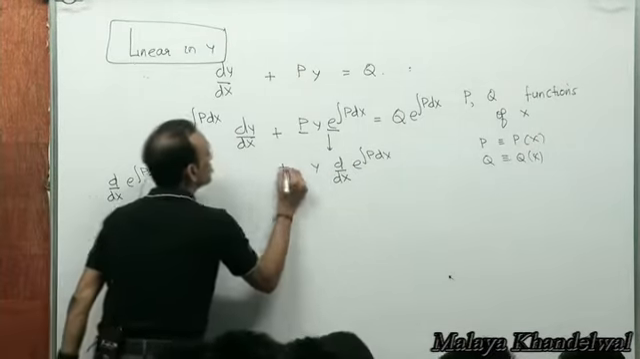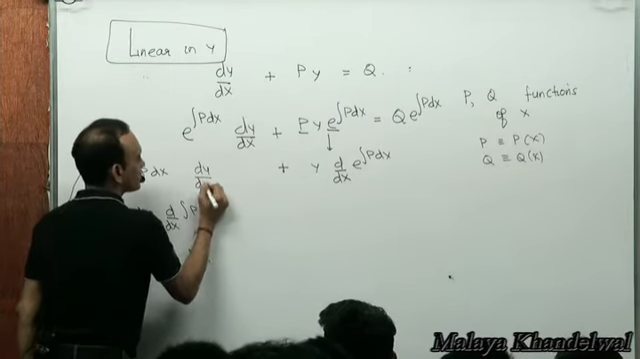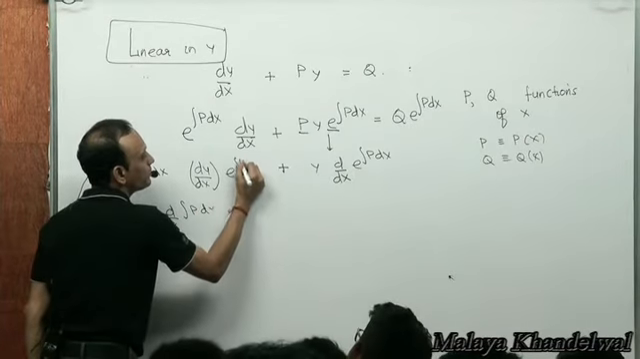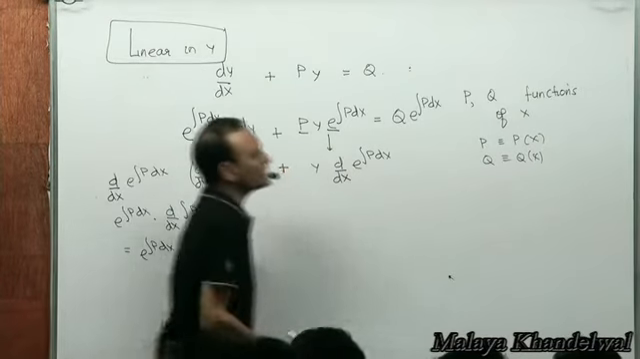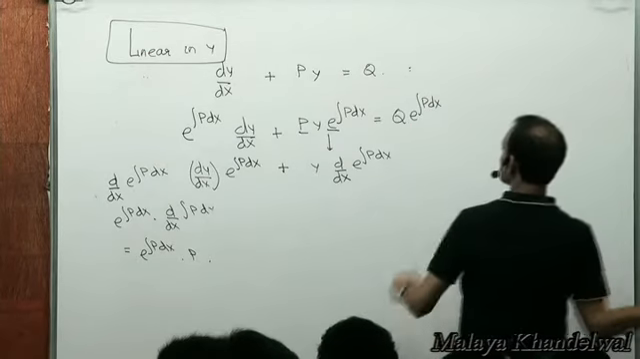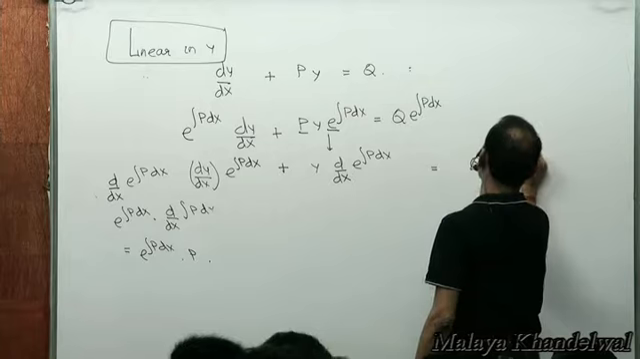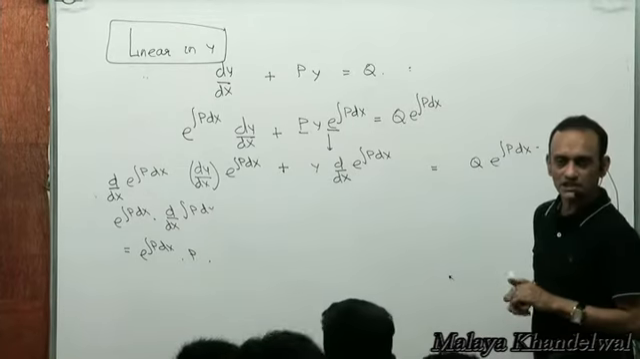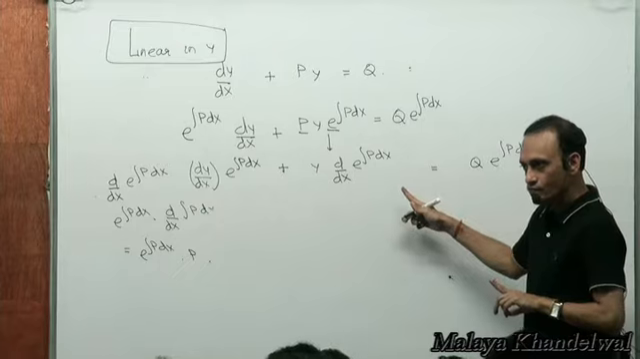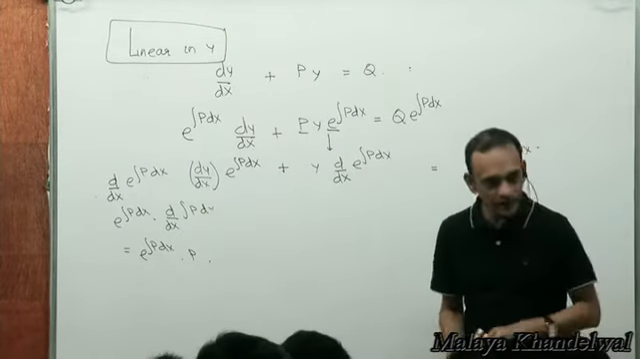And the first term is dy/dx into e power integral p dx. Yes or no? And the right hand side is q e power integral p dx. What do you say? Are you all comfortable with this? Did you understand? Right?